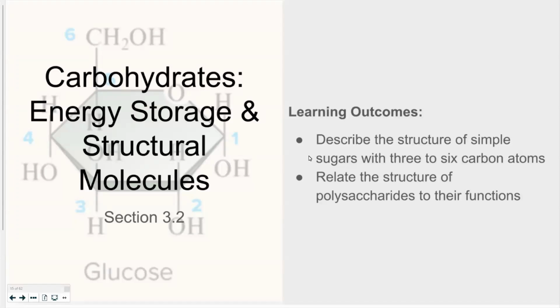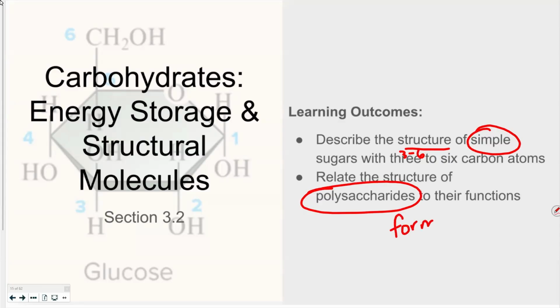Okay, so we are going to start by talking about carbohydrates. This is our first class of biomolecules that we're going to look at. So what we need to do is look at the structure of our simple sugars, and these are going to be 3 to 6 carbons large. And then we'll talk about our polymers of carbohydrates, which are called polysaccharides. And we're going to talk about how their form follows their function.